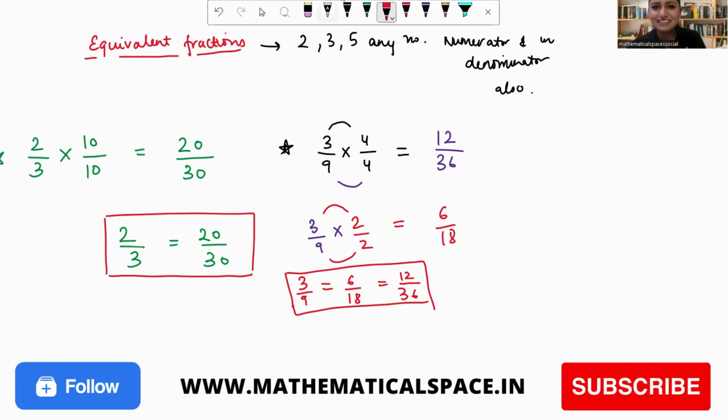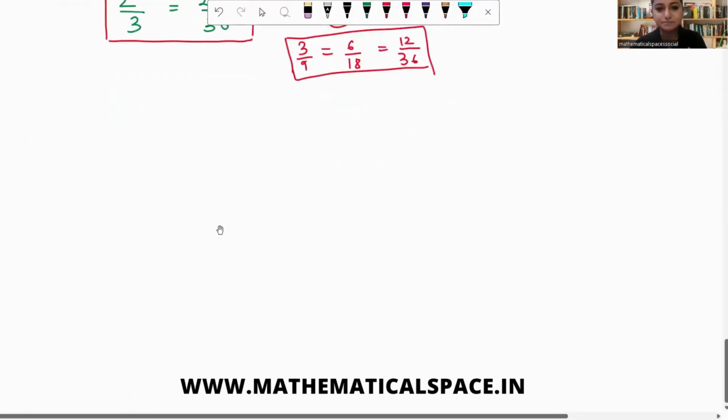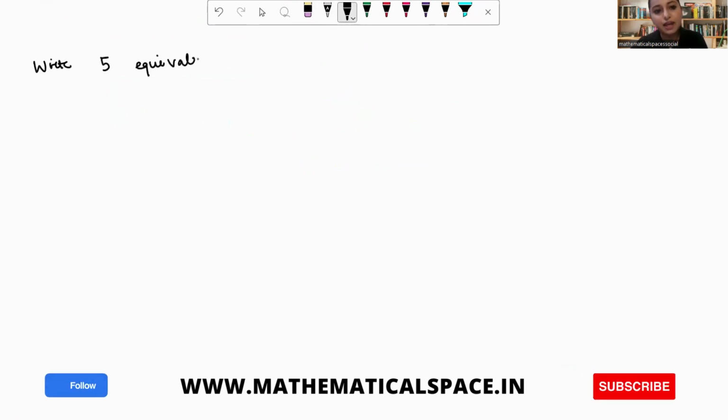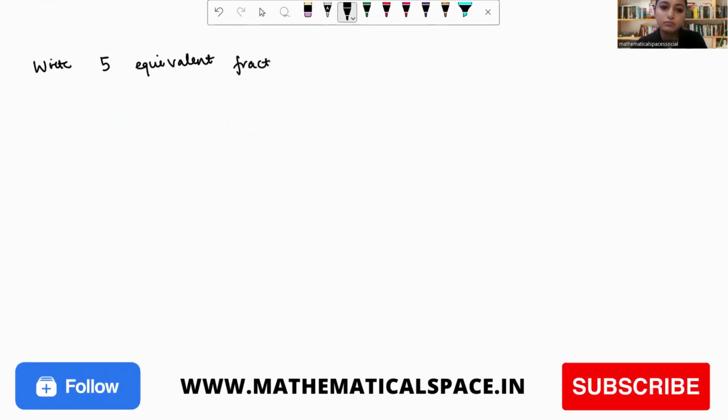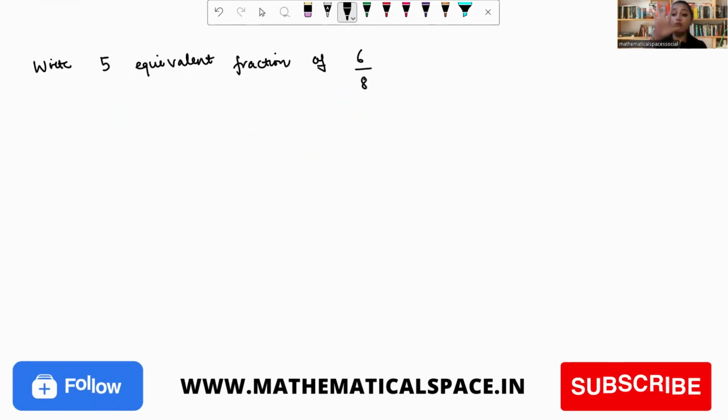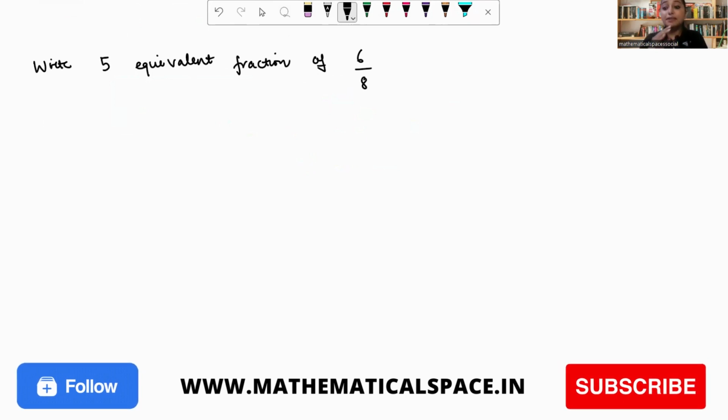So easy, right? This concept is extremely easy. Let's do few more questions. All right. Write 5 equivalent fractions of 6 by 8. So now we have to write down 5 equivalent fractions. What is the meaning of 5 equivalent fractions? It means we have to find out 5 different fractions which will be equal to 6 by 8. Yes or no? So let's find out.